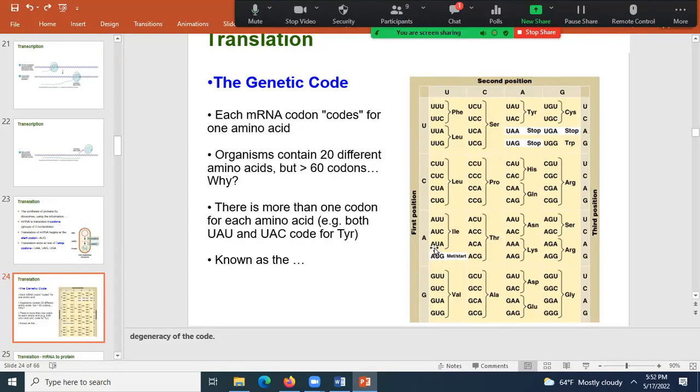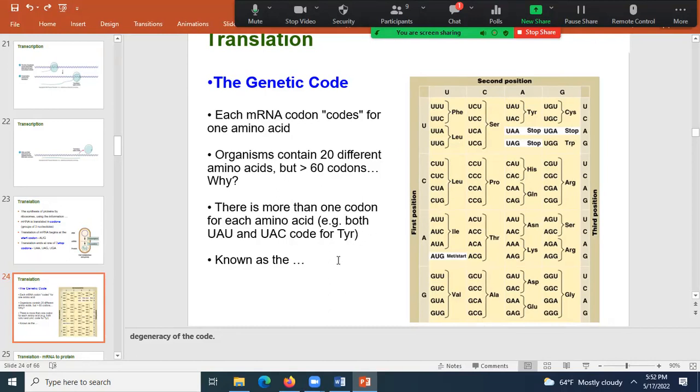And then some of them have more than one codon for each amino acid. Some of them have two. Can anyone see one? Maybe phenylalanine has two. Some of them have four. Serine has four codons coding for that amino acid. And then some of them have six, like leucine has six codons coding for that amino acid.